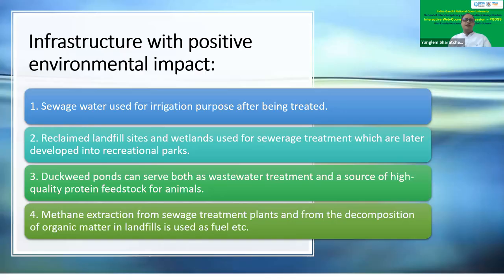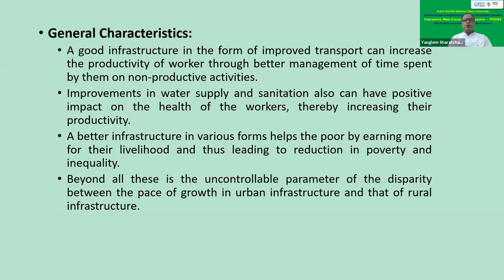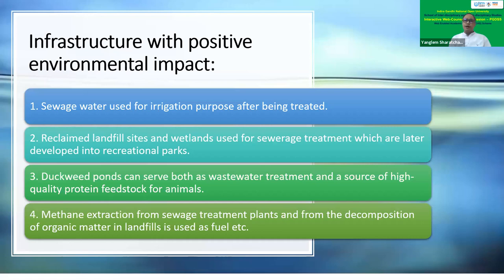Then another general characteristic is that we can look at infrastructure with a positive environmental impact. A simple example: water used for irrigation purposes after being treated, right? Because otherwise your sewage water will create another problem. When it is properly treated and used for irrigation, that is good infrastructure. This is a general characteristic, because of that you get the benefit.